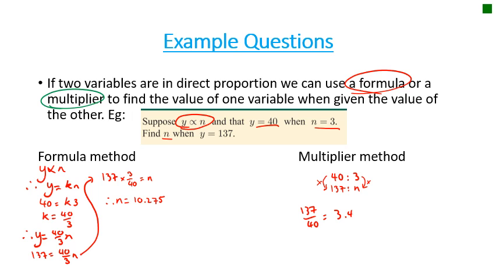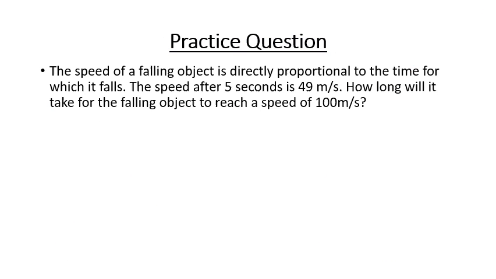Which is 3.425. We then times 3.425 by 3. That gives us an answer of 10.275, and therefore we can say that n equals 10.275. Okay, two different methods, same answer. So here's a practice question I'd like you to have a go at regarding direct proportion. Please feel free to pause the video, and when you think you've got the answer, please continue the video and we'll see how you went.